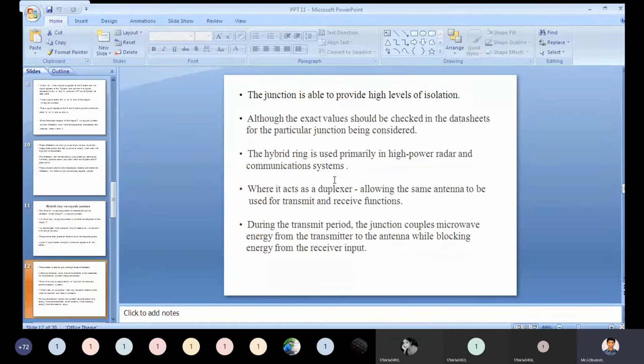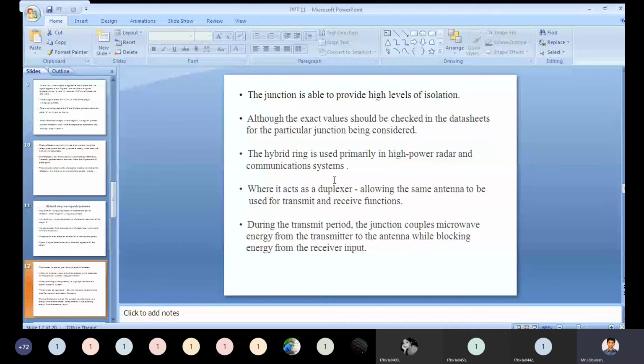Communication systems where it acts as a duplexer. You know the function of a duplexer: it allows the same antenna to be used for transmitting and receiving functions. So we are using only one antenna, which is used for both the transmitter and receiver functions, because it acts as a duplexer.